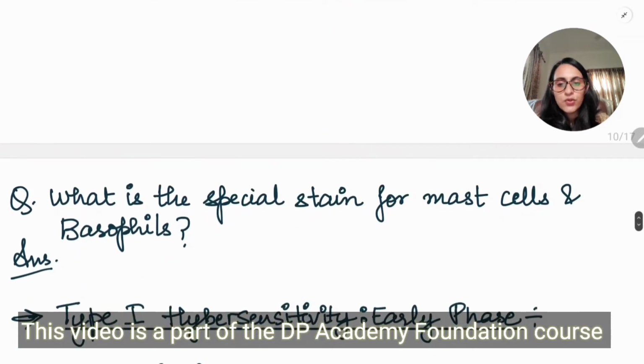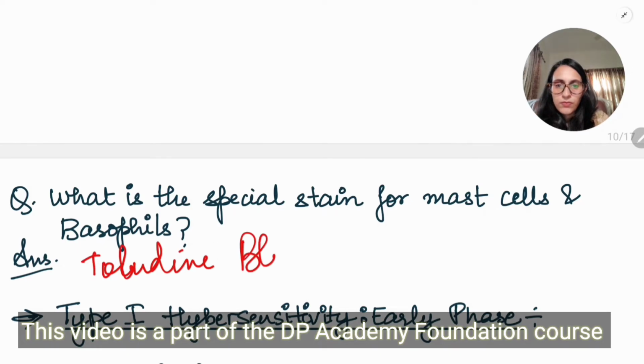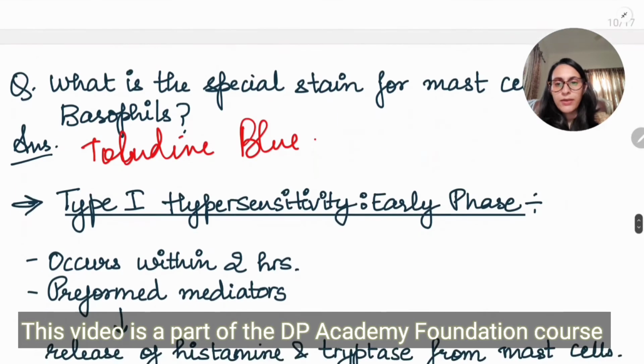What is the special stain that is used for mast cells and basophils? We have studied in pathology, that is toluidine blue. Something that we need to learn in micro.